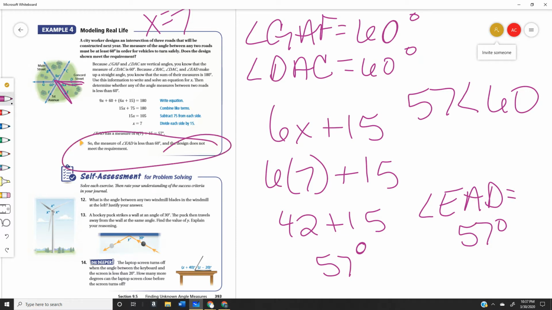Remember, for a requirement, they had to be at least 60 degrees. Because this angle, EAD, is only 57 degrees, it doesn't meet the requirement. And we just use math to solve that. Pretty cool stuff.